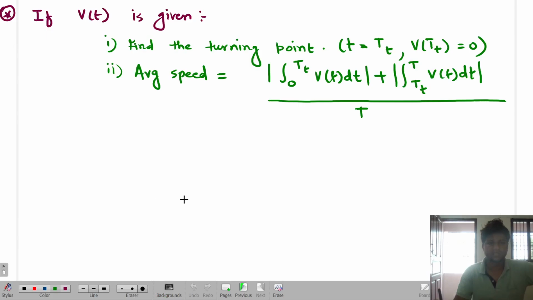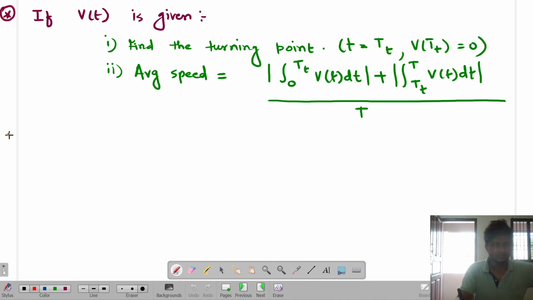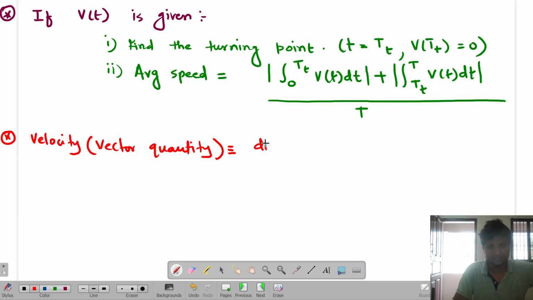Okay, so let us start our new topic today, and we call it basically. Let us write first of all velocity. So we know that velocity is a vector quantity first of all. And once again, it is nothing but displacement by time taken.